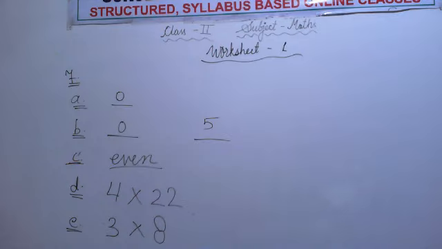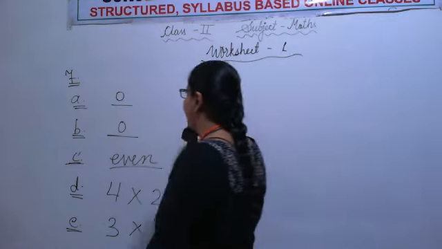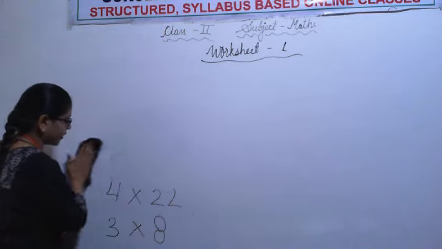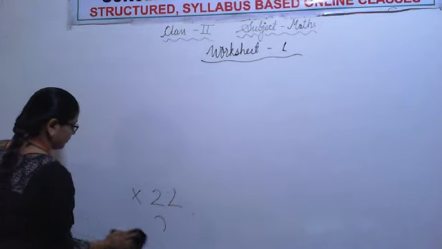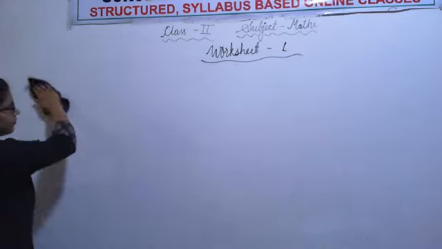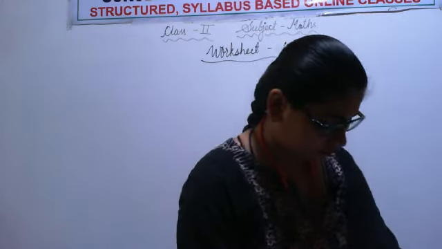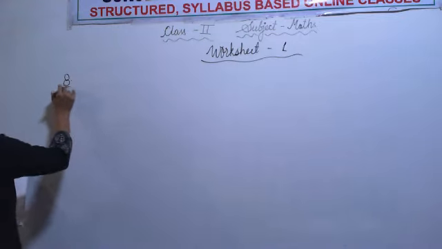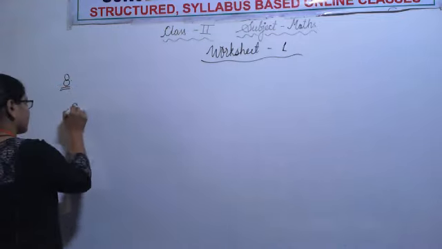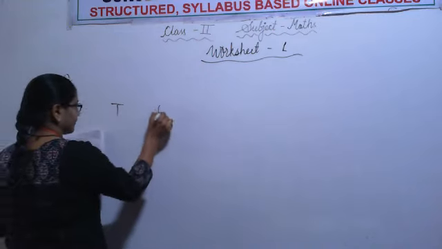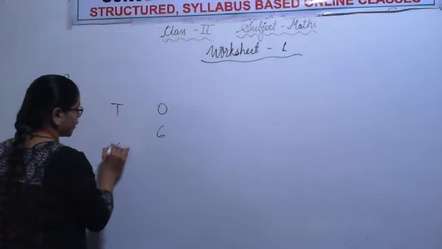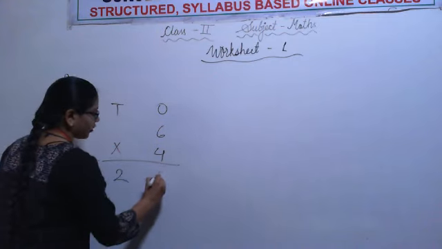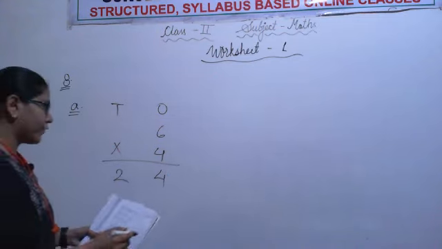Okay, so now the next question is question number 8. Multiply vertically. So let's do it. Question 8 is 6 into 4. So 6 4s are, or 4 6s are 24. So this is how we will write 24.